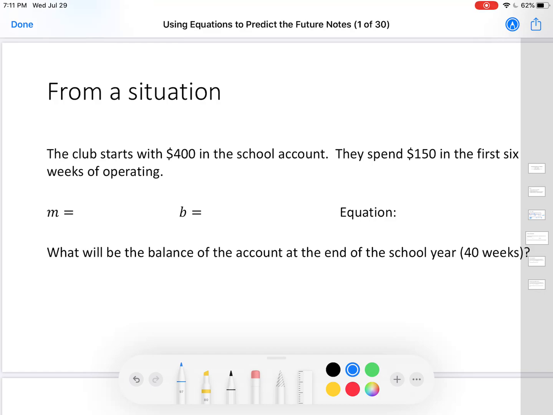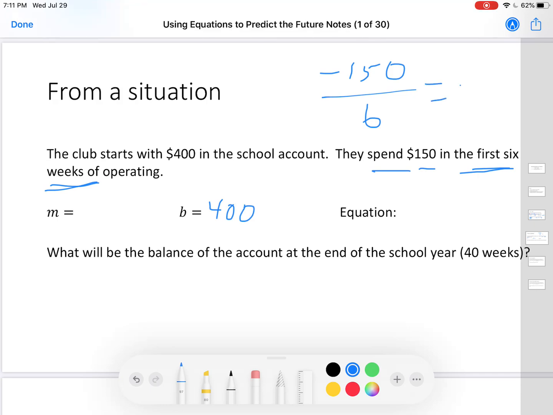Okay, the club starts with $400 in the school account. Okay, if they start with 400, that's positive because they have $400 positive dollars in the school account, so B is positive 400. They spend 150 in the first 6 weeks. They're spending 150. That makes it negative 150. And over first 6 weeks, so we have to divide that by 6.